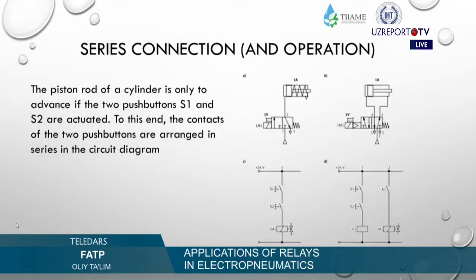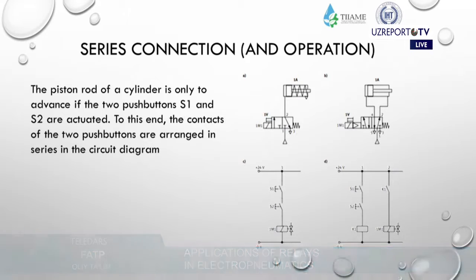Okay, let's talk about the serial connection and the AND operation. What is the AND operation? Again, it's a Boolean logic operation. It means that if you have a signal incoming to the logic block, a signal comes out and you will have a result.